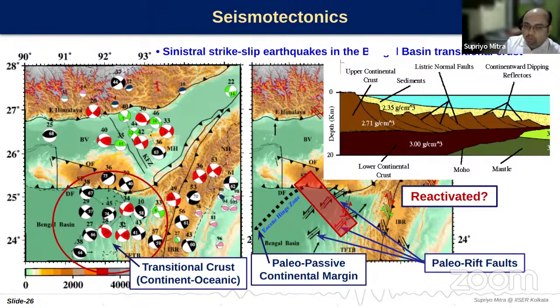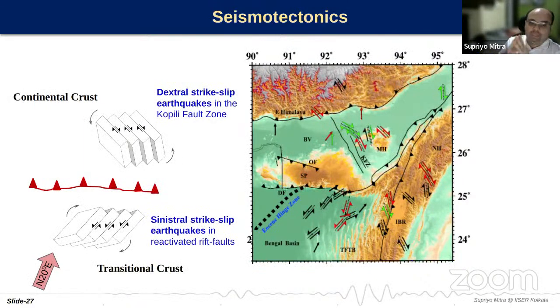So if I put this in a little cartoon, this is what we think is going on. Here, the dextral strike slip faults in the Kopili fault zone are actually accommodating the convergence through an anti-clockwise rotation. The ones in the Bengal Basin are sinistral strike slip faults, which are accommodating the convergence by rotating in the other direction. However, these are all moderate size earthquakes, and they do not account for the complete convergence across this region. Or in other words, the question is, what is the thrust doing?